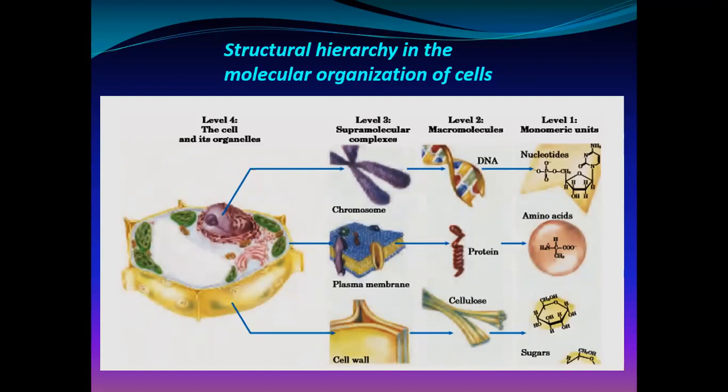The amino acids are the monomers, and they combine together and form the macromolecule protein. And then fatty acids and glycerol combine together to form triacylglycerol. So from level 1, we go to level 2, the macromolecules. The 4 major macromolecules are proteins, carbohydrates, lipids, and nucleic acids.